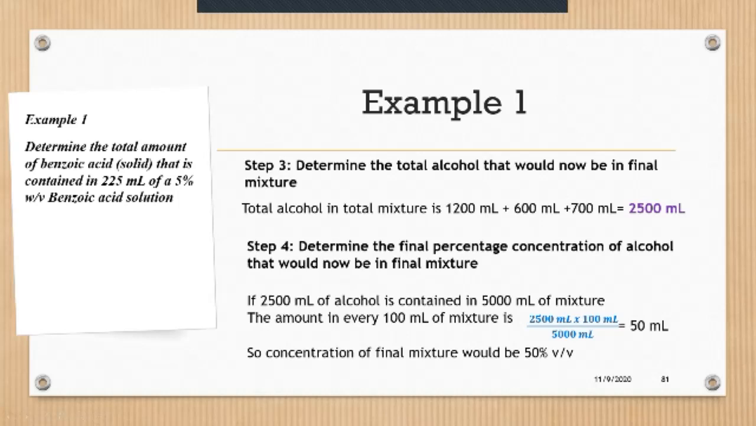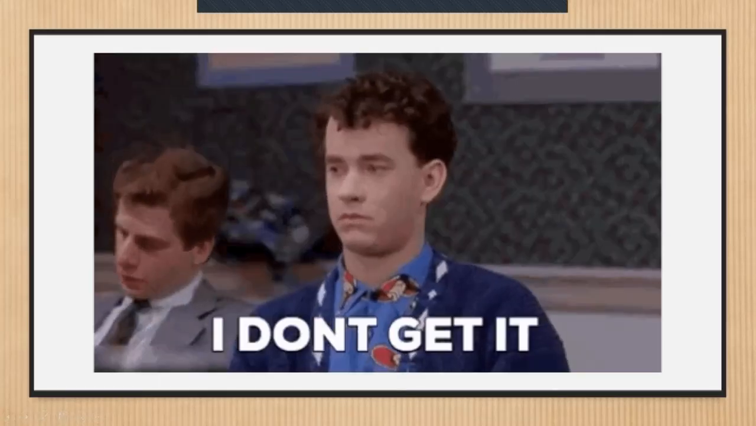Please ignore this example. This is not the example that we are doing presently, but the working out here is correct. So you determine that 2,500 mils in total would be the total amount of alcohol that would have been in your final mixture had you mixed these three ingredients together. And when you put that 2,500 over the 5,000 times 100, you get 50, which is indicative of the concentration of alcohol in your final mixture, which is 50% volume in volume.